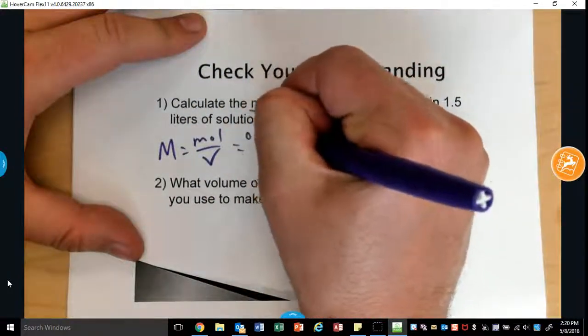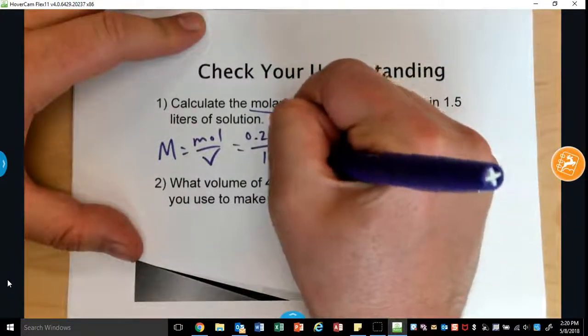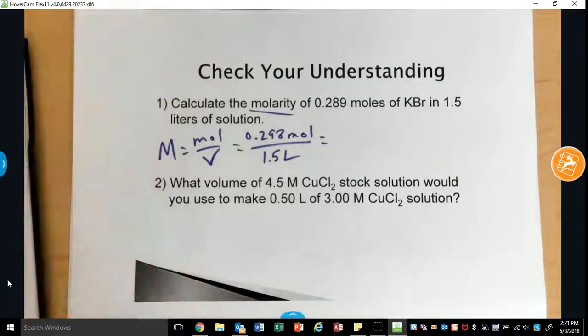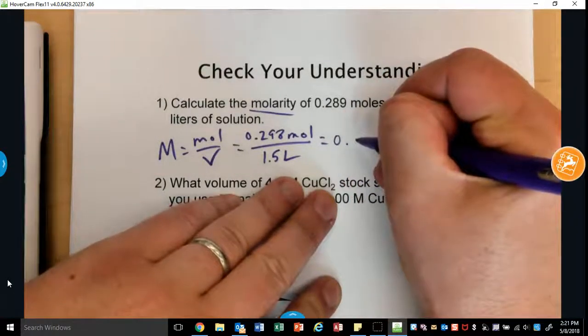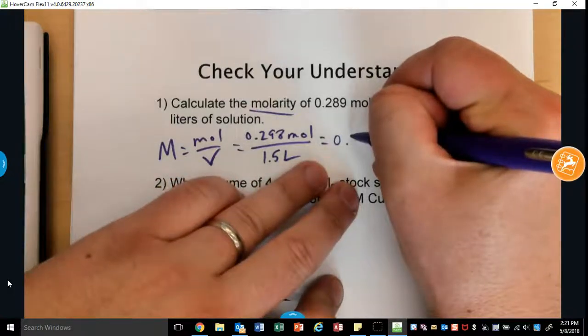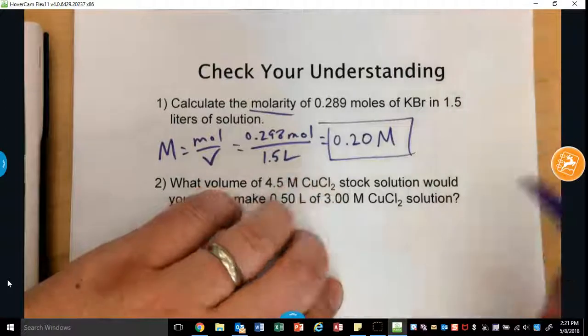I'm given 0.289 moles and 1.5 liters of solution. The numbers are already good to go. We don't have to do anything to them. So 0.289 divided by 1.5 on my calculator is equal to 0.1986666. To round this to significant figures is going to be 0.20 molar.